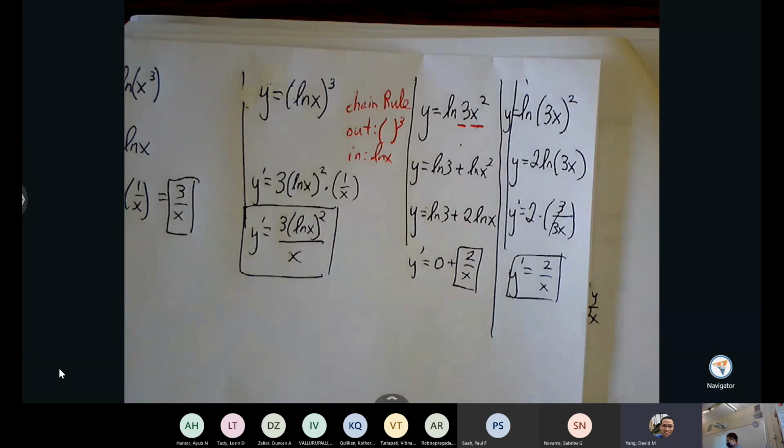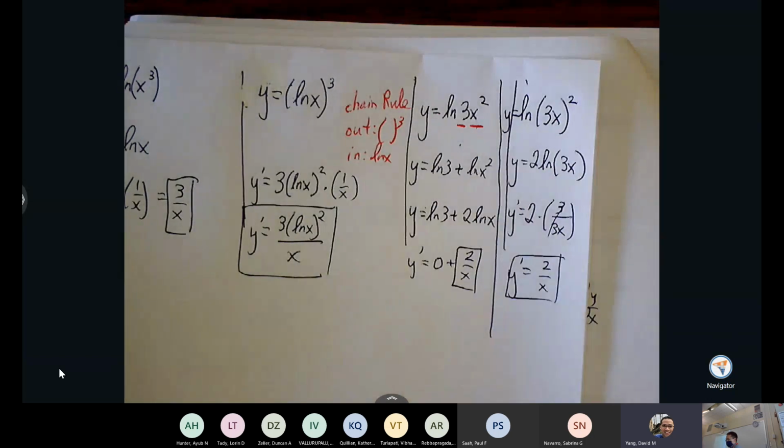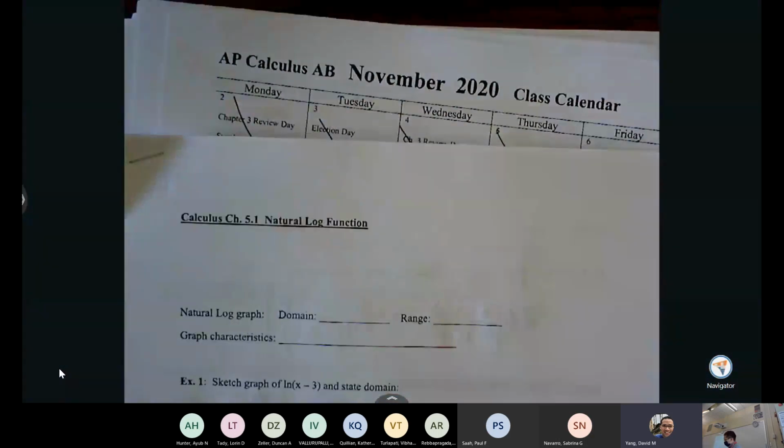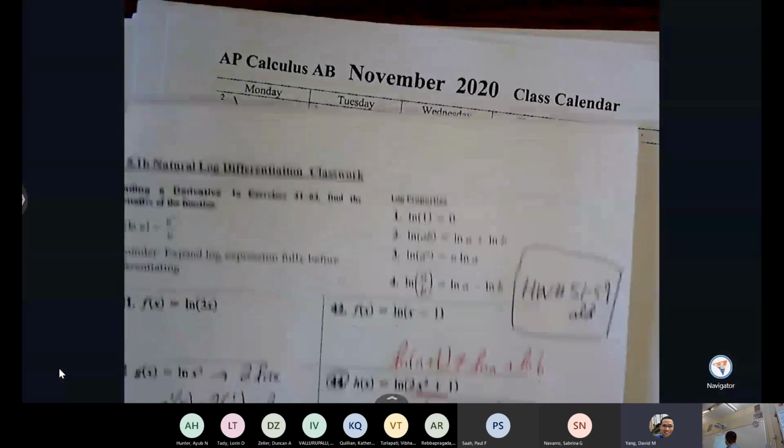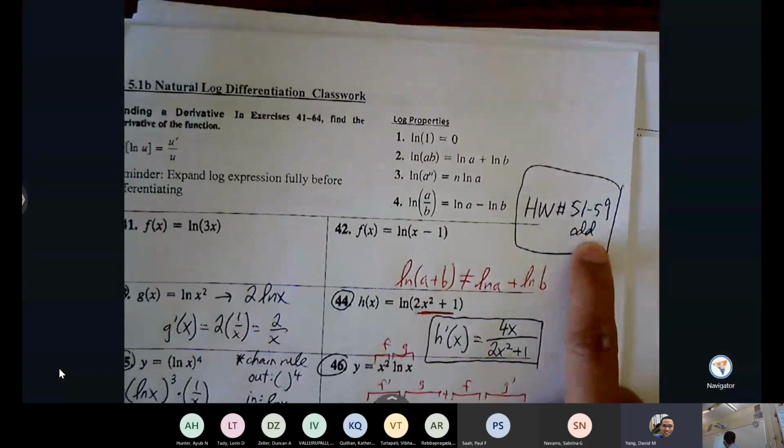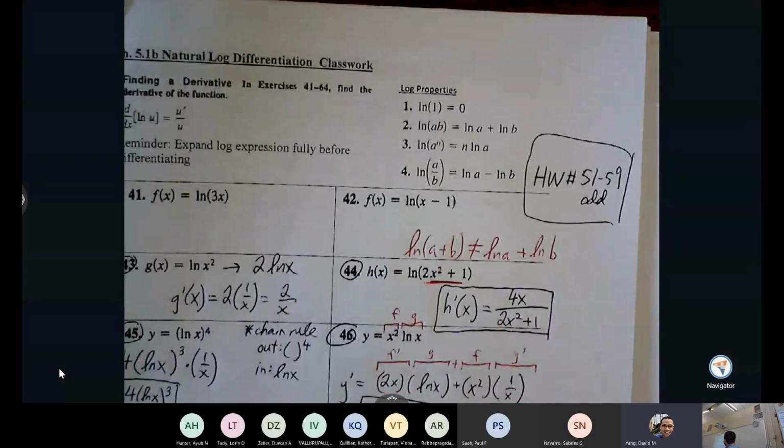Okay. The homework that I have for you is on this worksheet, second page, 51 to 59 odd. Just so that you guys get some more practice, but hopefully you guys are getting there where you feel comfortable.